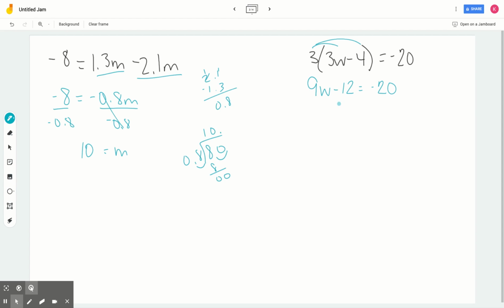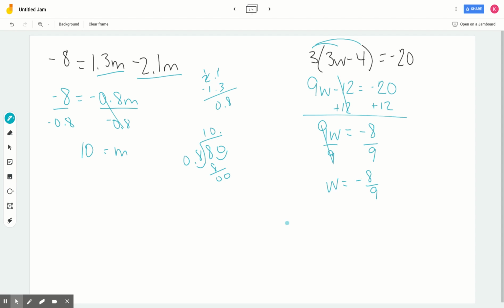If you said that we needed to start by adding 12, you are correct. Negative 12 plus 12 cancels, and we're left with 9w equals negative 20 plus 12. Opposite signs, so we keep the sign of the larger number. 9 times w, the opposite is dividing by 9. And since 8 can't be divided by 9, we can just leave this as a fraction of negative 8/9.